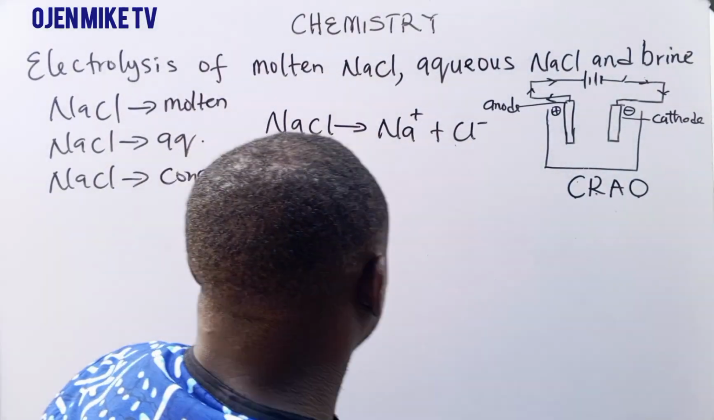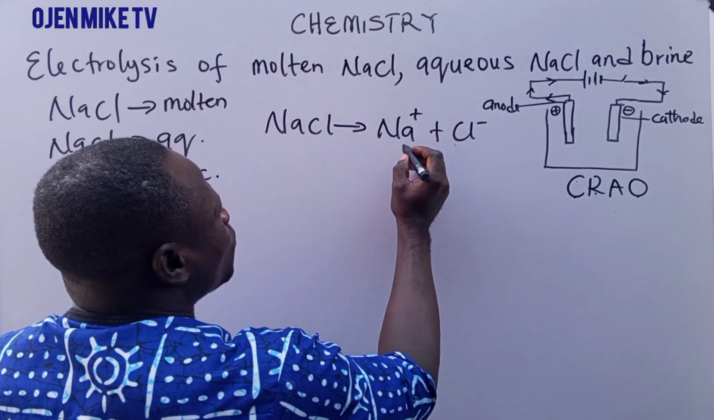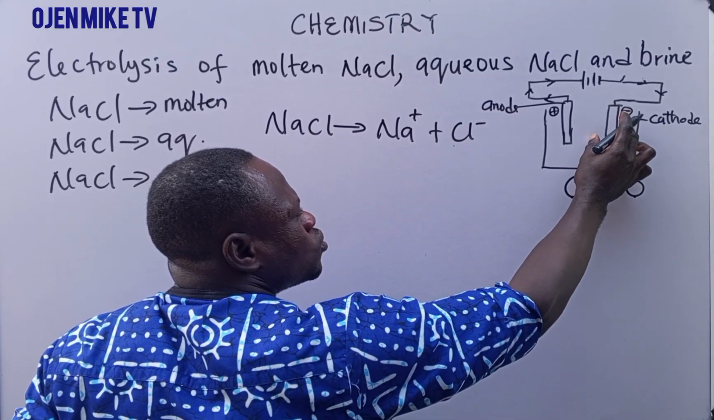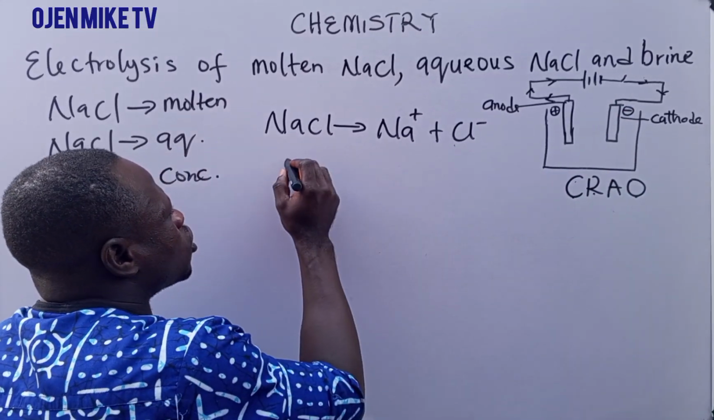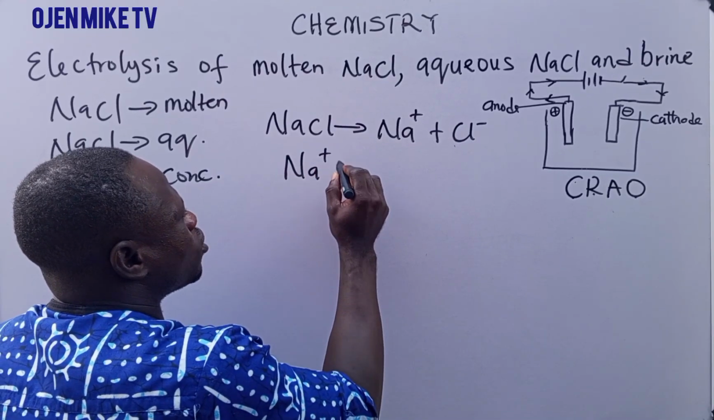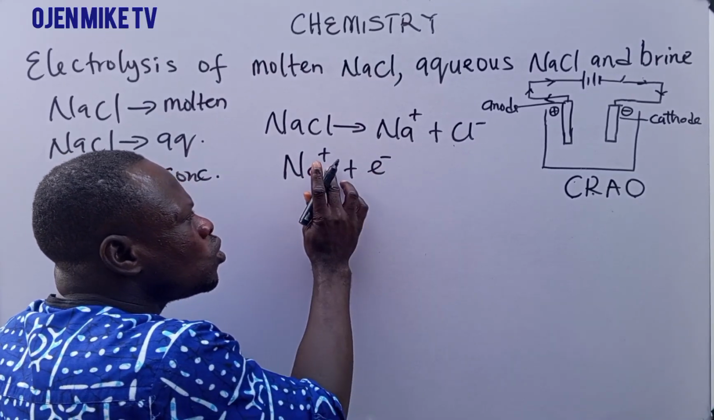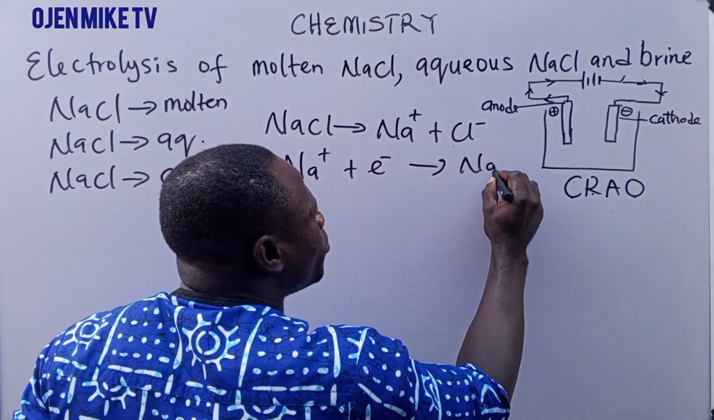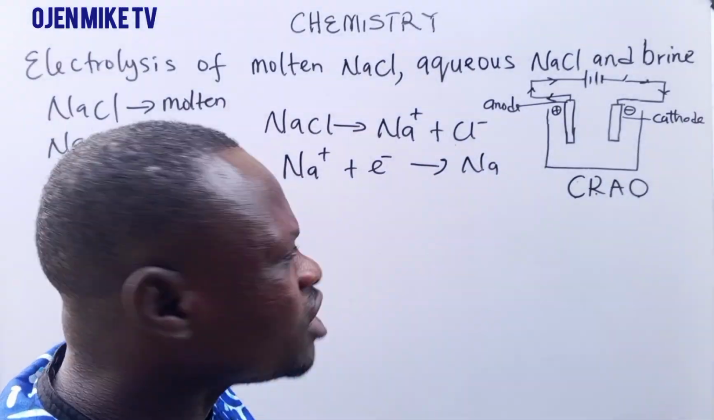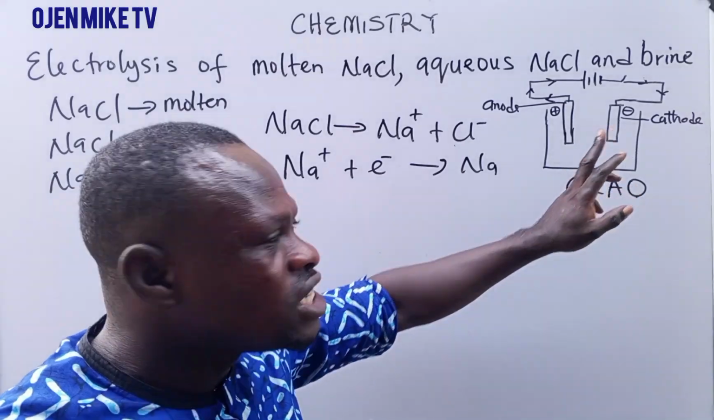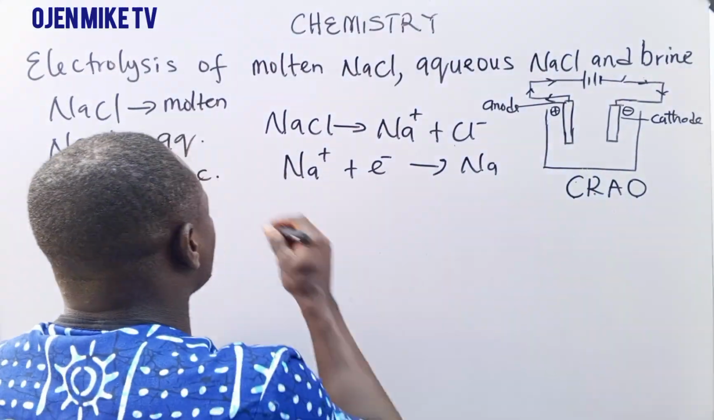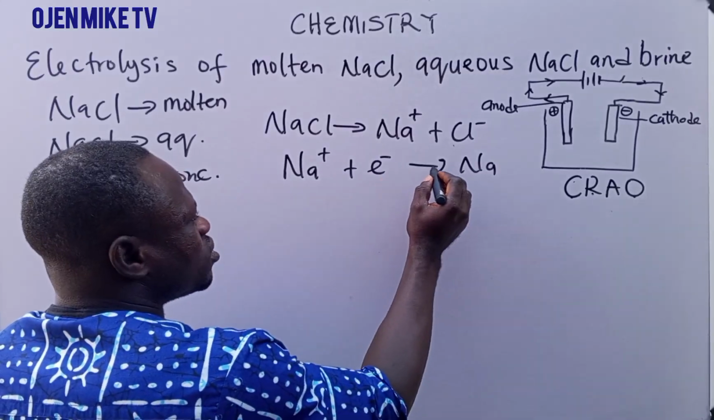Do you understand? Now, the sodium will migrate towards this cathode, and reduction will take place. How will reduction take place? You have sodium ion plus one electron to balance, to form sodium metal. Sodium metal is formed at the cathode. This is the equation at the cathode. Do you understand?